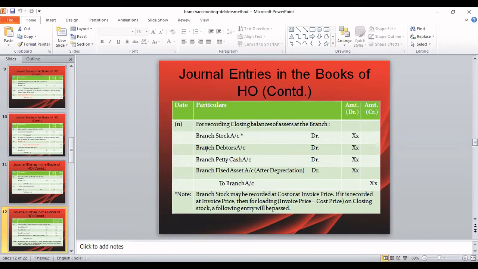Okay. All asset accounts debit to branch account. This entry we have to pass. Is this part clear? Any doubt, any confusion? And one small point here, beta: for all fixed assets, there is no need to pass a separate entry for depreciation. That's all, depreciation is automatically adjusted.